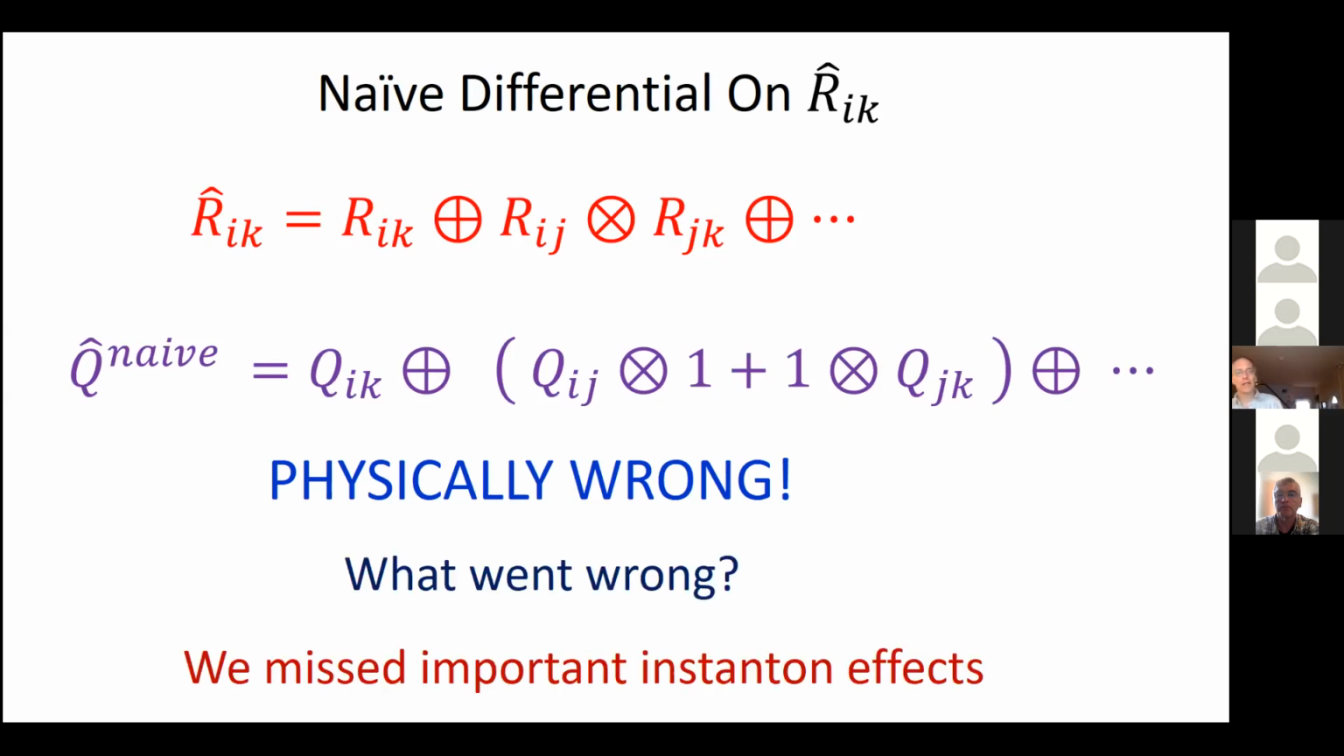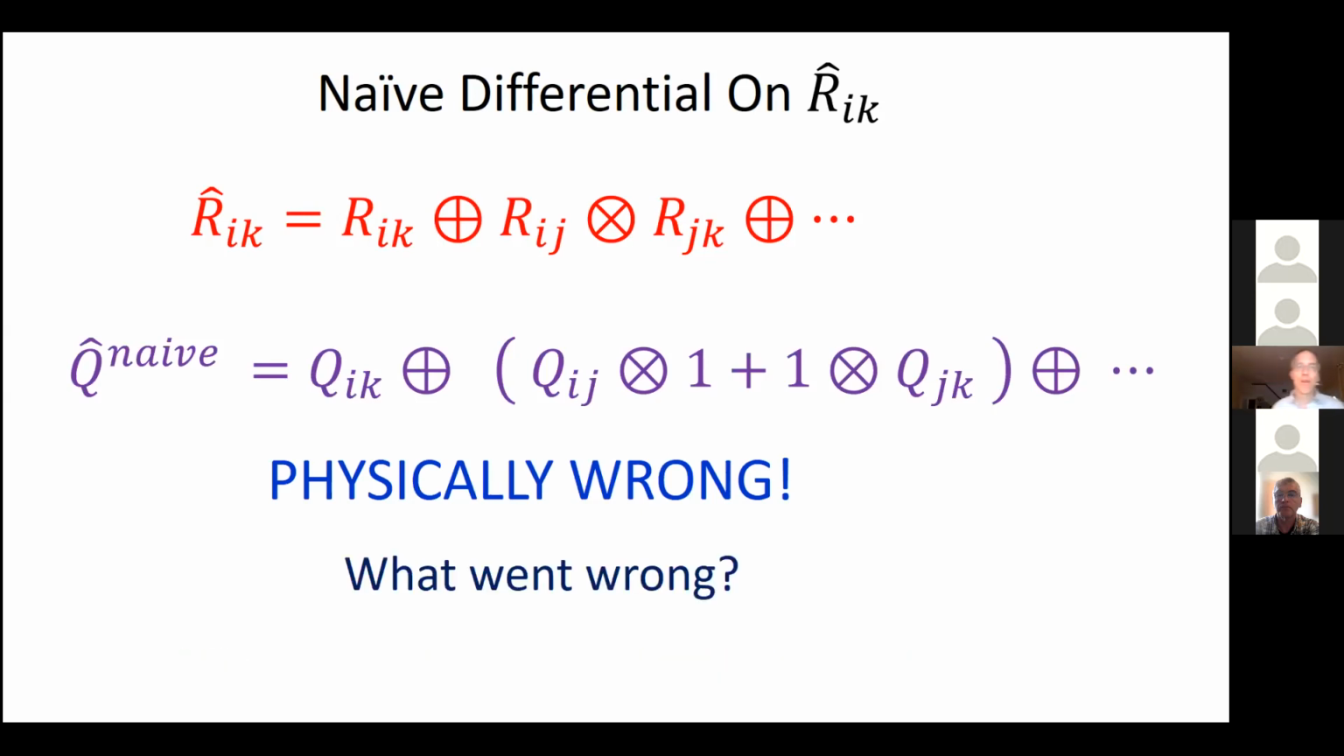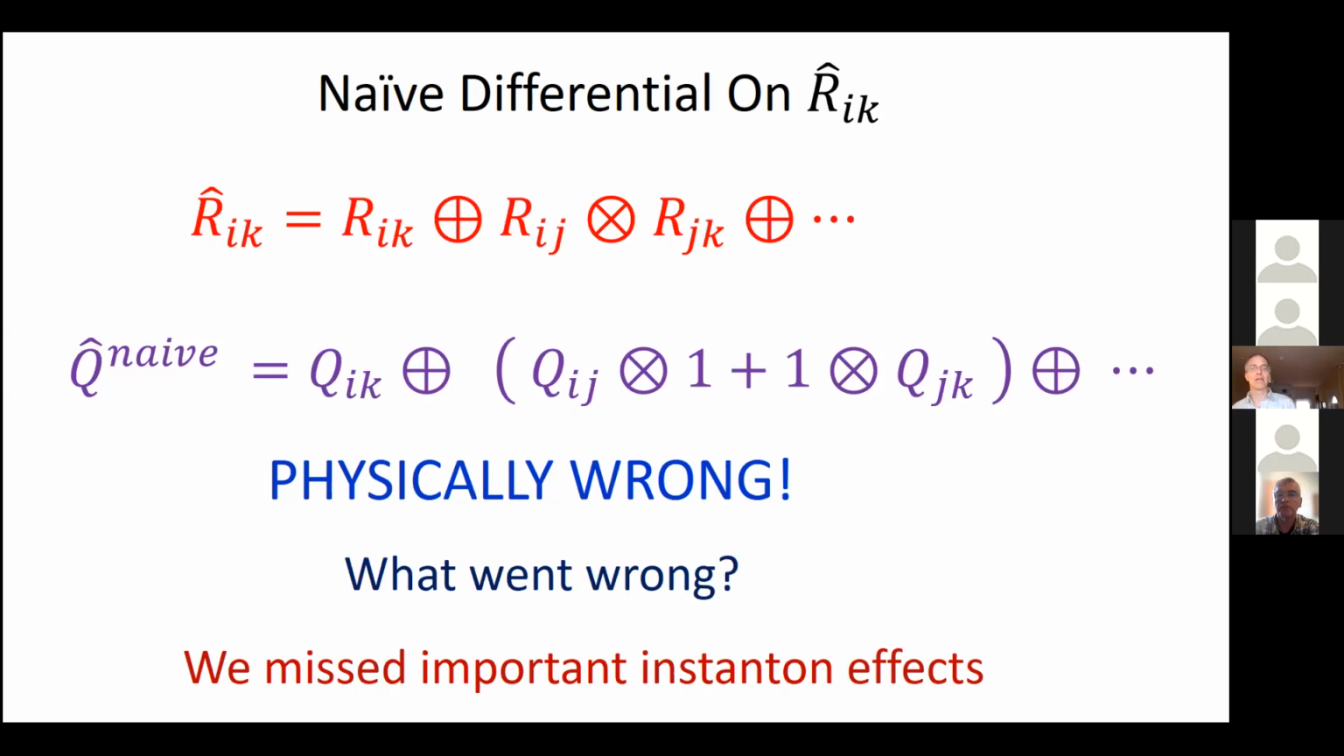And what went wrong here? Mathematically wrong too, because you start with something undeformed, then you want to put a more Cartan element. Yeah, exactly. That's exactly where I'm going. Right. Okay. Well, one could define a differential, but it's physically wrong. I'd like to understand better how you would understand that immediately mathematically. But what goes wrong here is that we've missed important instanton effects.